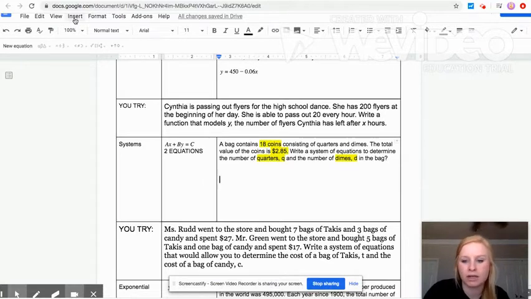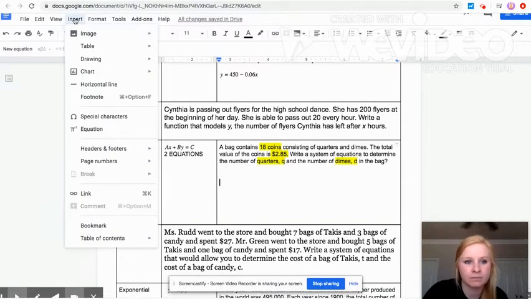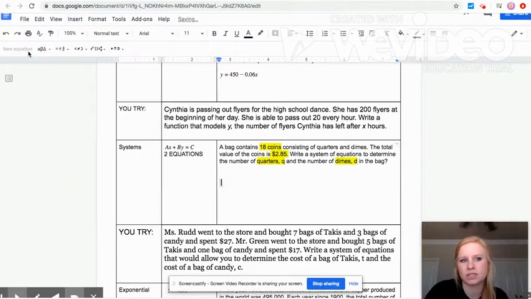So again, we're going to come up here. We're going to hit insert, and then we're going to say equation. Once it's there, you guys can just hit new equation. So I know I have to write 2. The very first one I'm going to write is this total one. So it says there's a total of 18 coins. So that means the number of quarters, which is Q, plus dimes, which is D, should equal 18 total coins. Okay, so that's my first one.